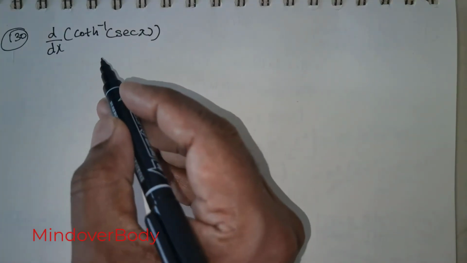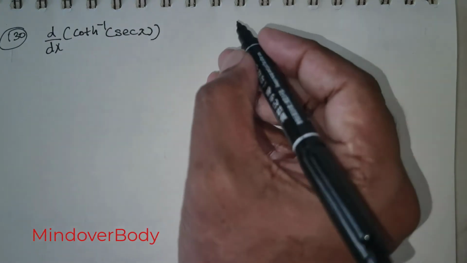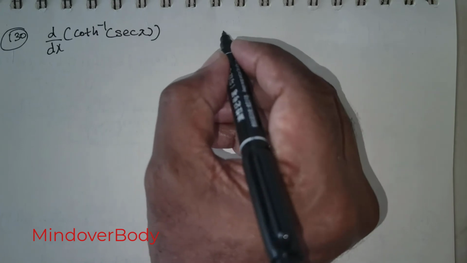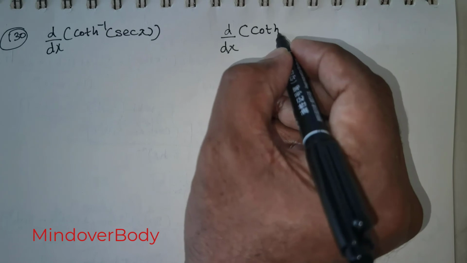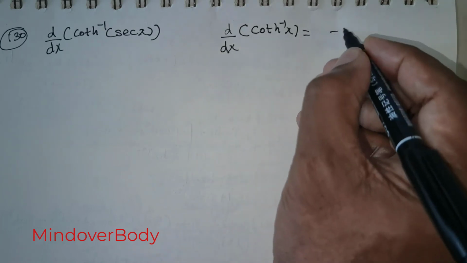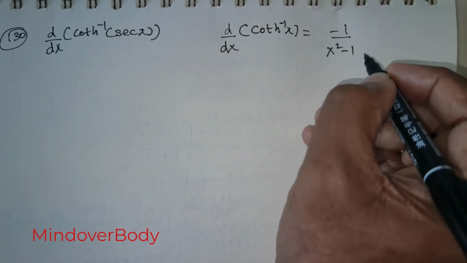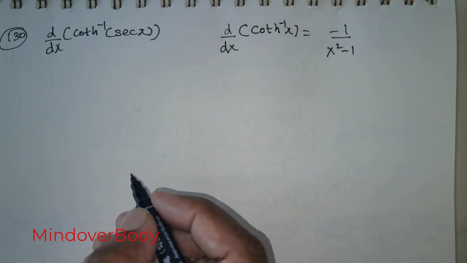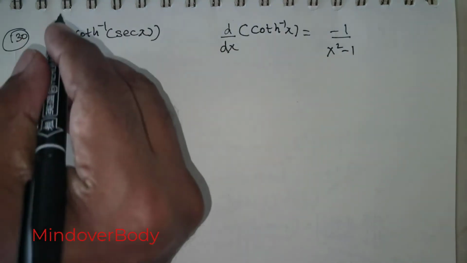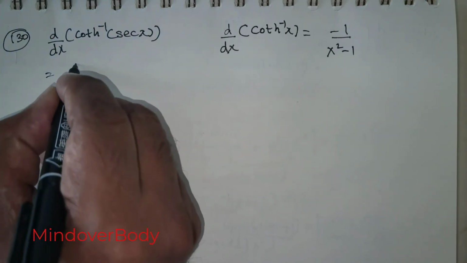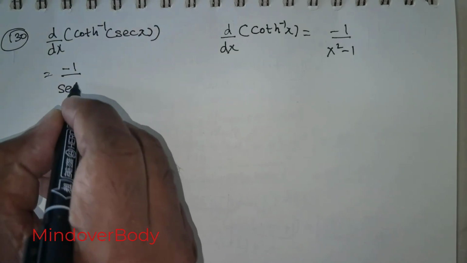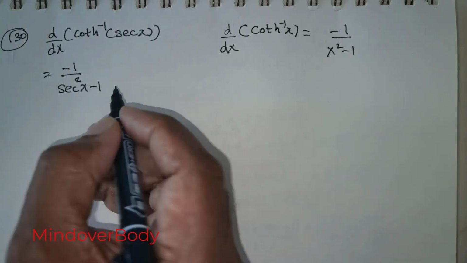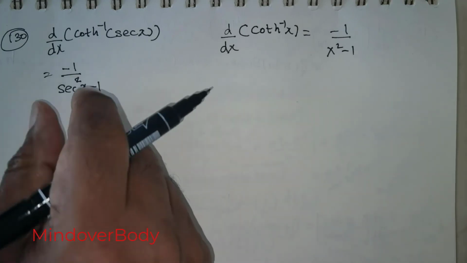Students, we have given this question. We are expected to obtain the differentiation of hyperbolic cot inverse of secant x. Now before we could proceed, we would like to know what is the differentiation of hyperbolic cot inverse of x, which is −1 over (x² − 1). So we will use this over here. So this would be rewritten as 1, of course with a negative sign, divided by (secant squared x − 1). So this is what we have got.